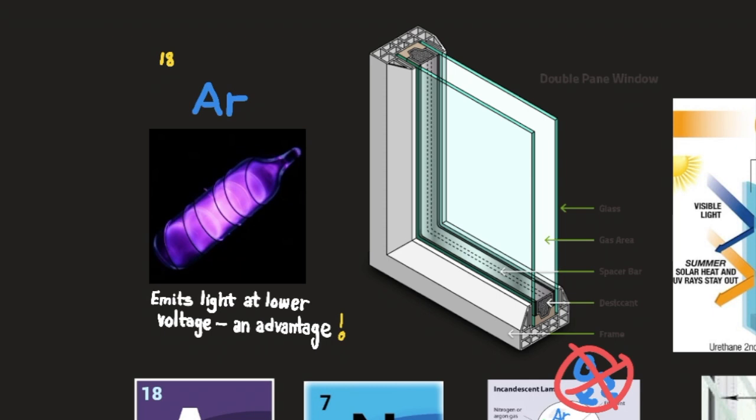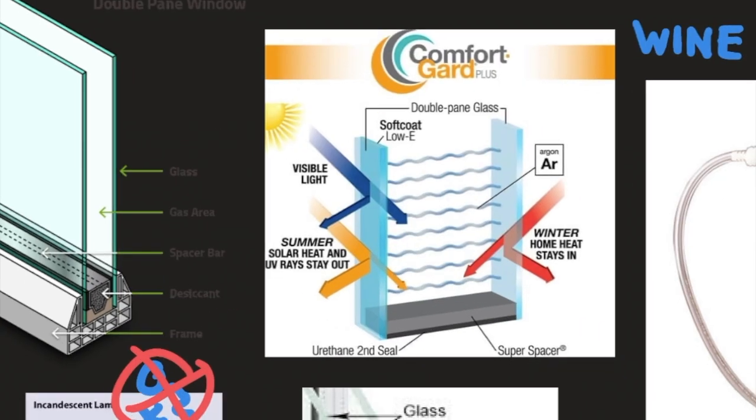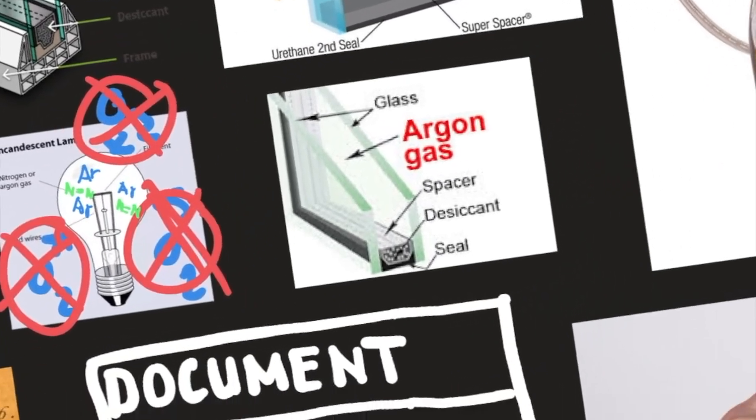Here is another image of argon and its use for winter and summer. So in the summer, solar heat and UV rays stay out, and in the winter, home heat stays in, and that's the whole purpose of insulation. Here is another image of that insulation.